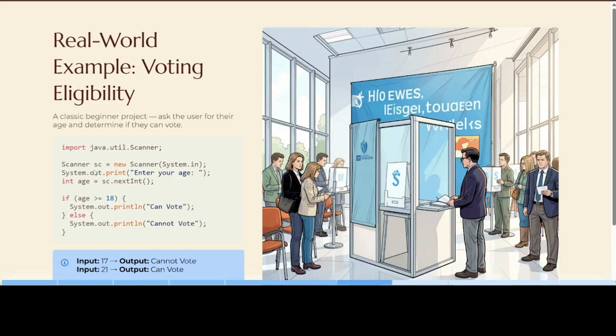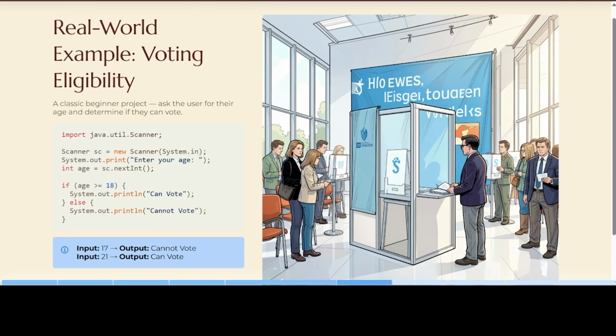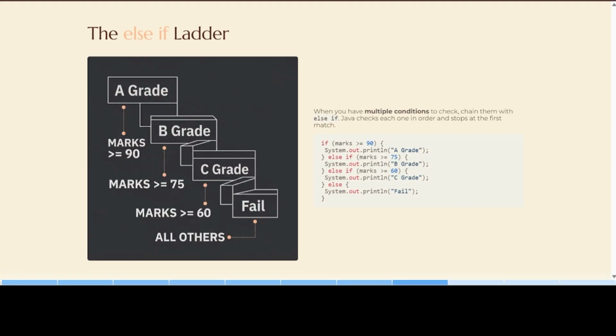Okay, next we are going to see another concept, that is the else-if ladder. It is also like the if-else condition, but what if we have more than two conditions? For example, grading students: 90 and above means A grade, 75 and above means B grade, 60 and above means C grade, below 60 means fail. In such cases, we use else-if.